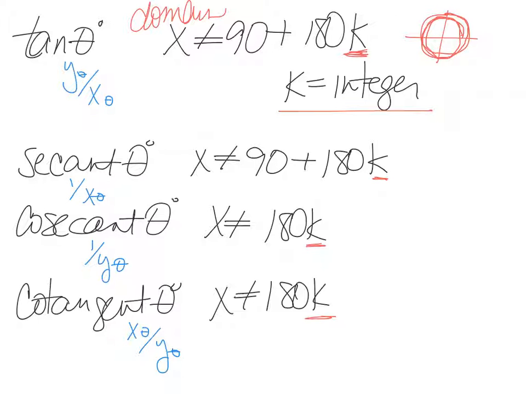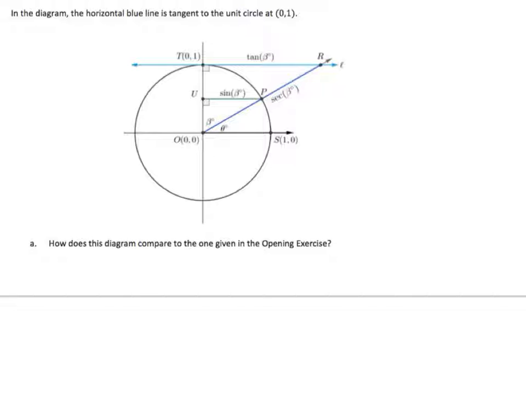That is the same for secant, because secant is 1 over cosine, which is 1 over your x value. Your domain cannot be theta is 90 or any combination of 90 plus 180 times k. Cosecant, it just can't be on the x-axis. That's where we are undefined, right? Because it's divisible by y, and when I hit the x-axis, my y value is 0. Same for cotangent.